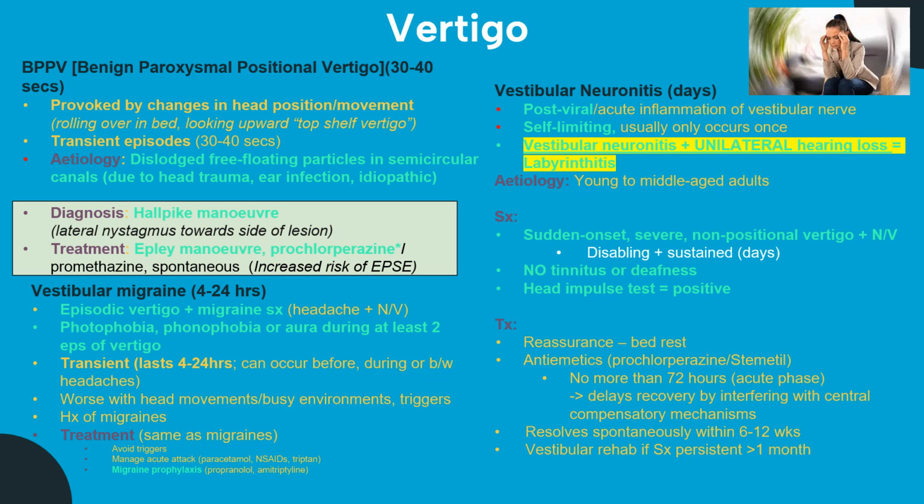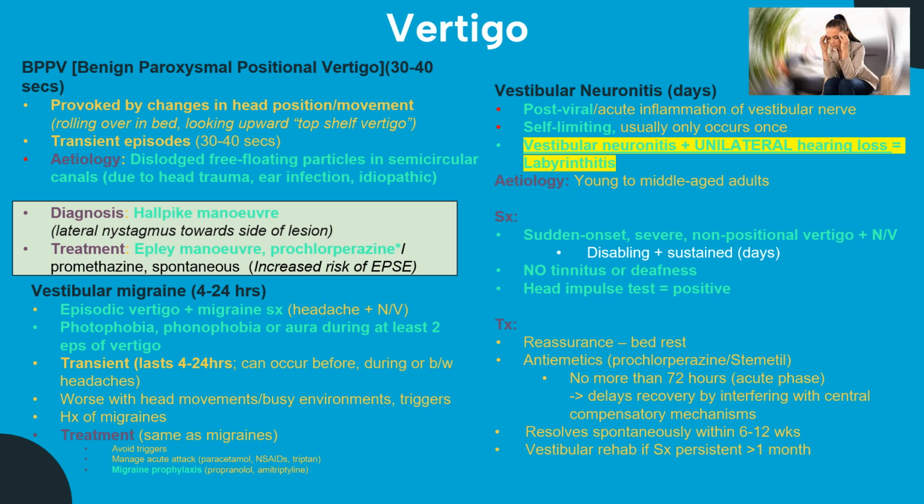When you're having hearing loss as well as vestibular neuronitis, that's considered labyrinthitis because it's basically spreading into the labyrinth. It's most common in younger people and up to around middle age, but it can happen at any age, of course. So it's basically a sudden onset, very severe vertigo that doesn't change based on your position, as well as nausea and vomiting. This can be very disabling, very distressing, and it's important that it's assessed appropriately. They often won't have tinnitus or deafness, and your head impulse test when you're doing your HINTS assessment will be positive.